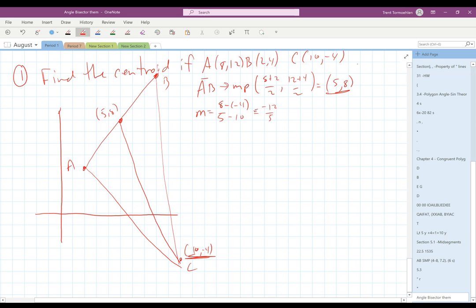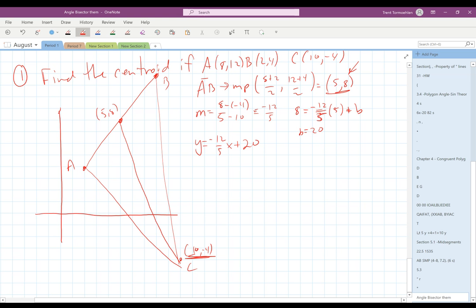And so to write my equation, I can use this as my point. And so I'm going to say 8 equals the slope, -12/5, I'm just using y equals mx plus b here, times 5, plus b. Well, -12/5 times 5 is just -12. And so b turns out to be 20. And so we get y equals -12/5 x plus 20. And when you look at the line, yeah, that makes sense that a y-intercept of 20 would be likely.